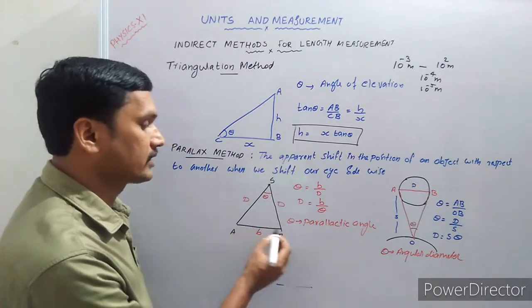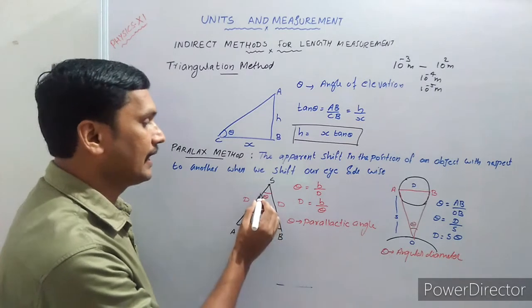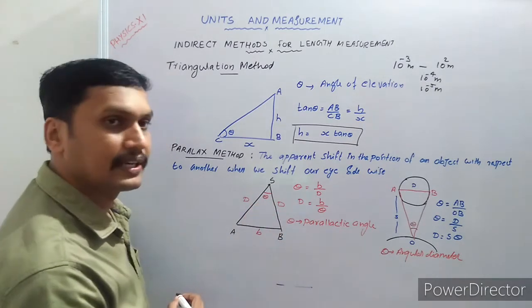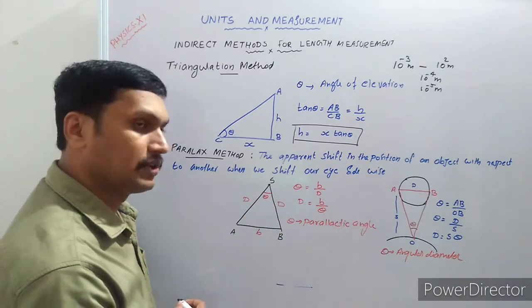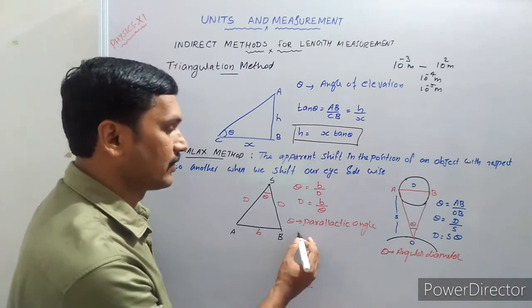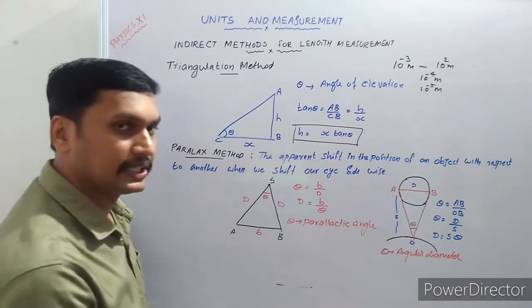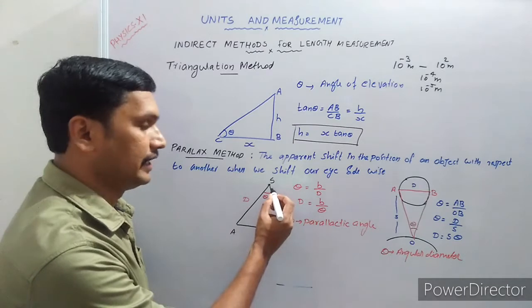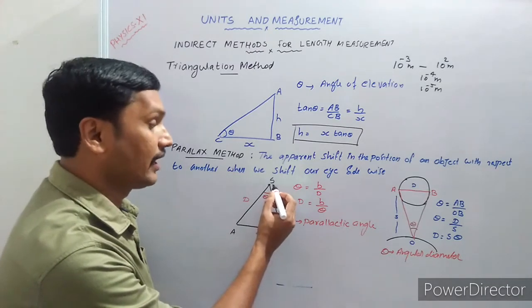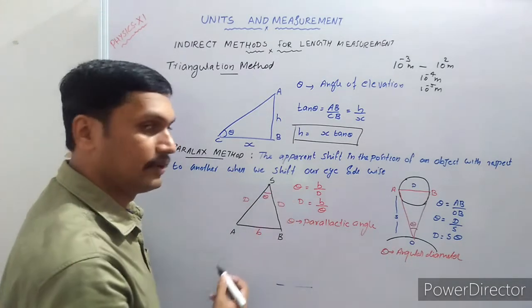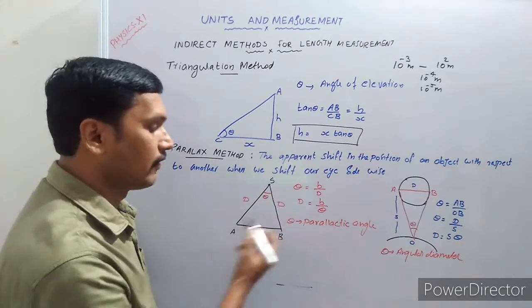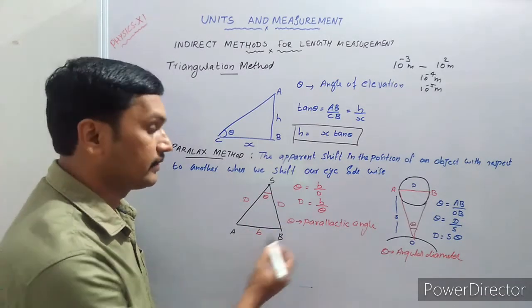This direction of the observation points makes an angle theta with that heavenly body, and usually that angle is known as the parallactic angle. It is the angle made by the heavenly body with the direction of observatories. Let it be theta.